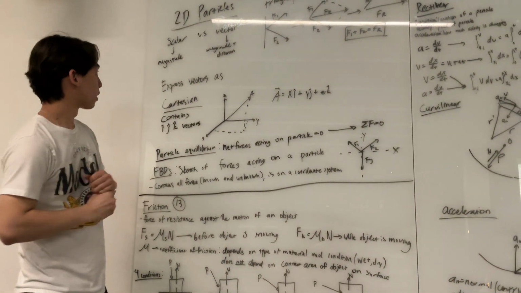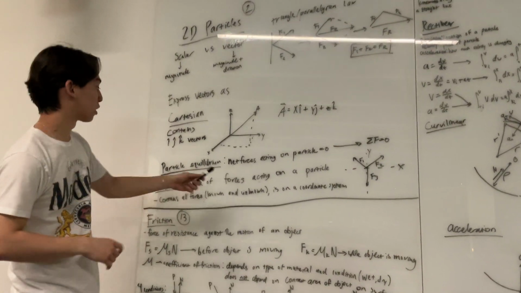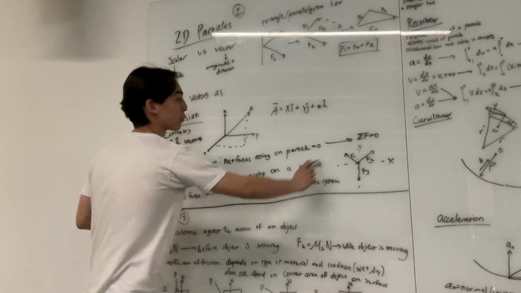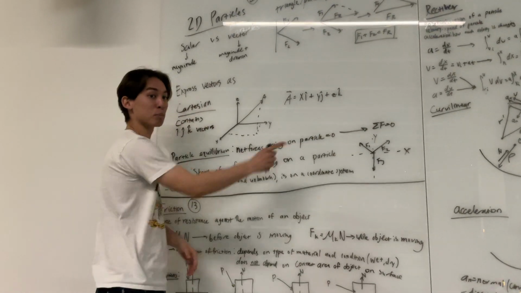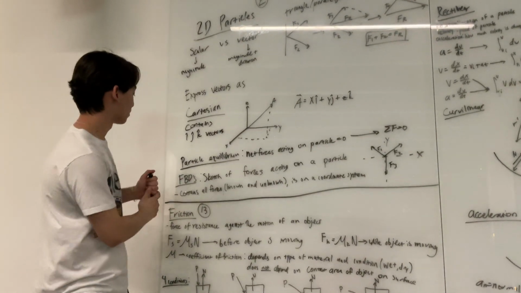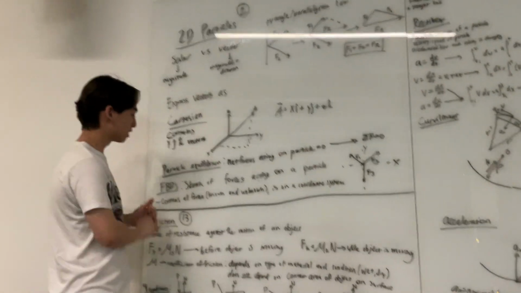So another important part of 2D particles is actually particle equilibrium, which states that net force acting on a particle is 0, which is where we get the sum of the forces is 0. Very important in this class. That's the basis of this entire class. You gotta know that. Okay. I'm gonna quiz you at the end.